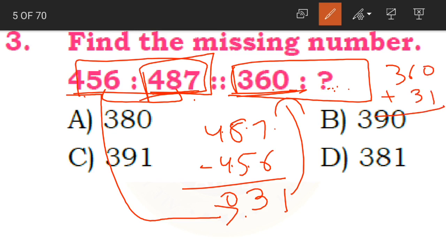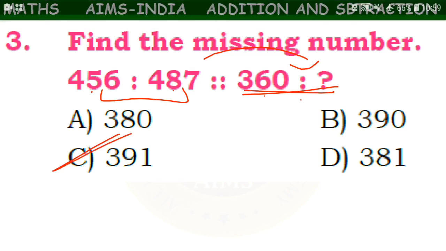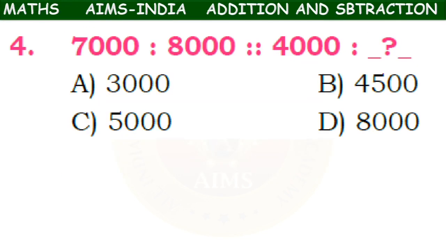360 plus 31. 0 plus 1, 1. 6 plus 3, 9 and then 3. What is our final answer children? 391. That is option C. Clear? First we need to find out the relation between the given numbers and then apply the same to the other set of numbers. Option C, 391 is our correct answer. Coming to question number 4.